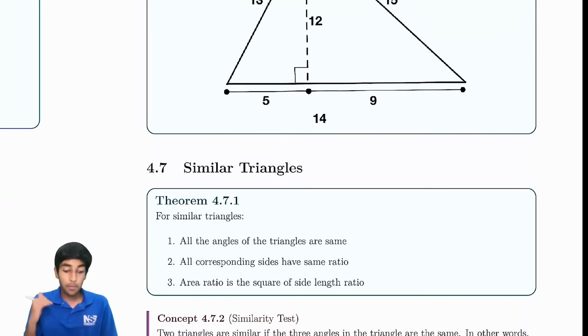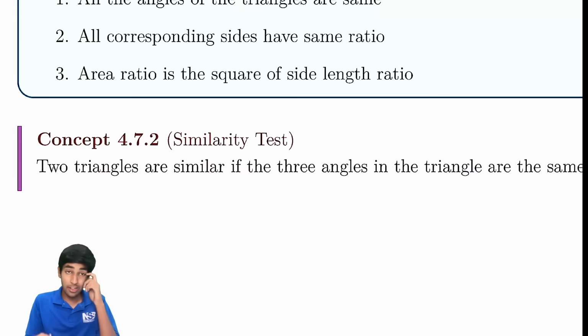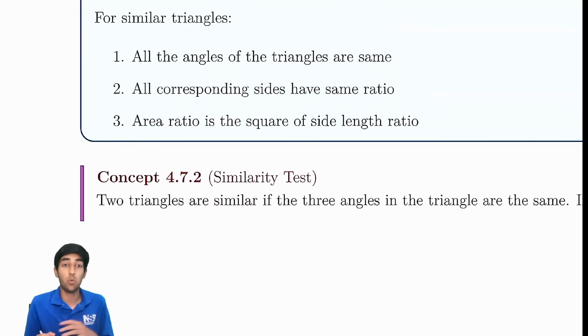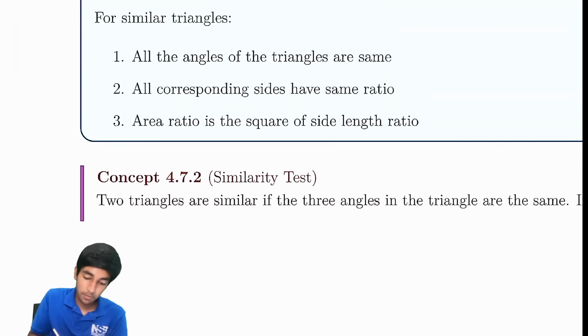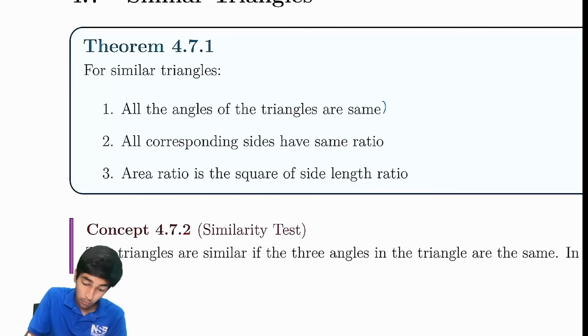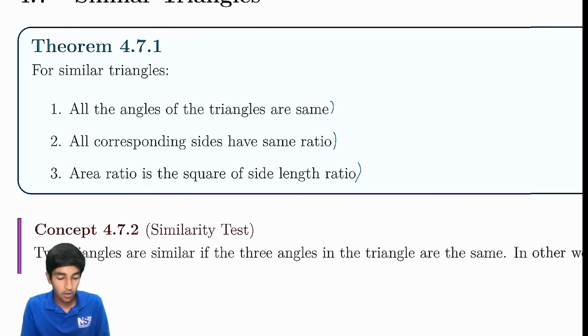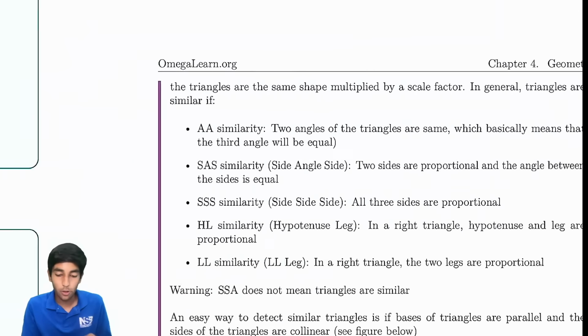Cool. Similar triangles. This is literally the most important geometry concept in the AMC 10 and 12, in my opinion. Of course, for similar triangles, you have the same angles, the ratio of the sides is the same, and the area ratio is the side length ratio squared. They're similar if the angles are the same.